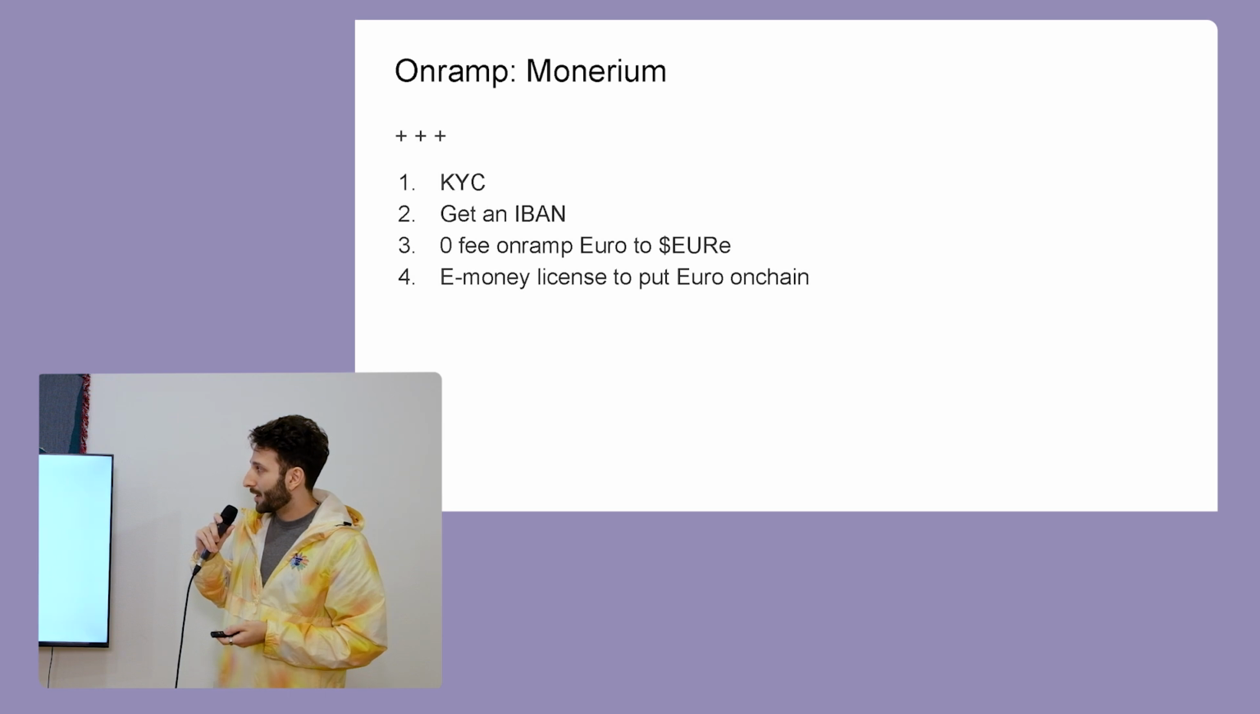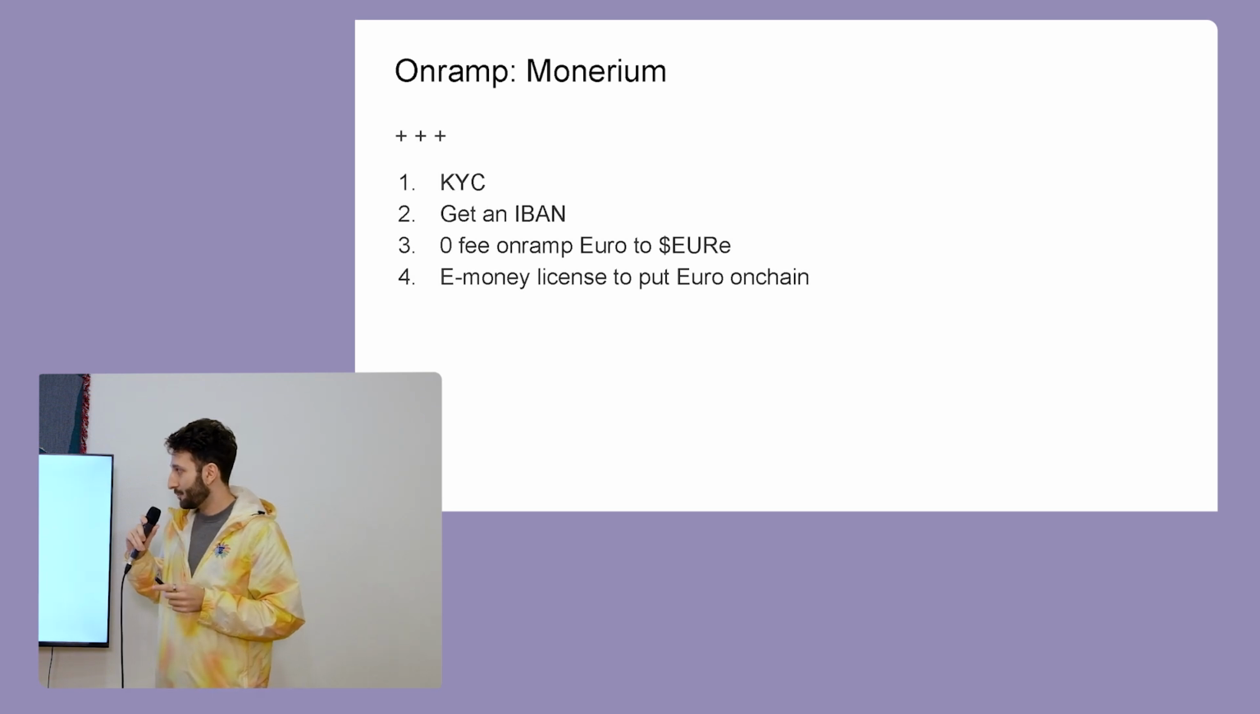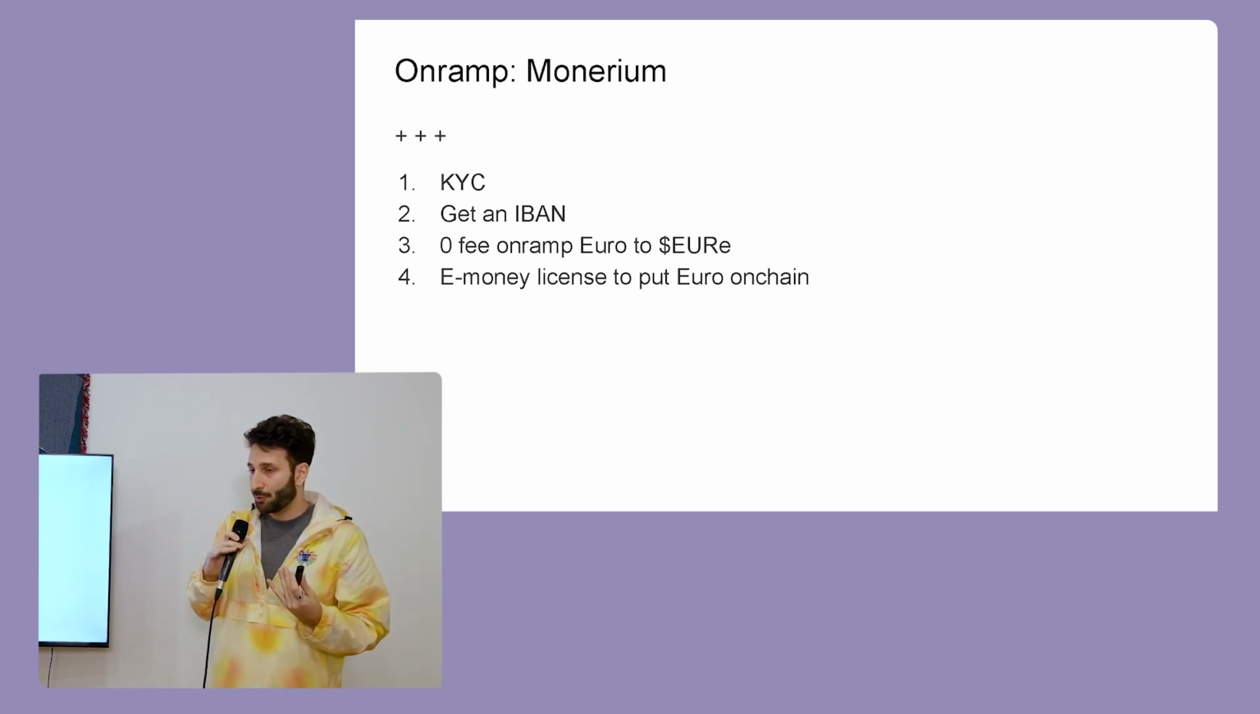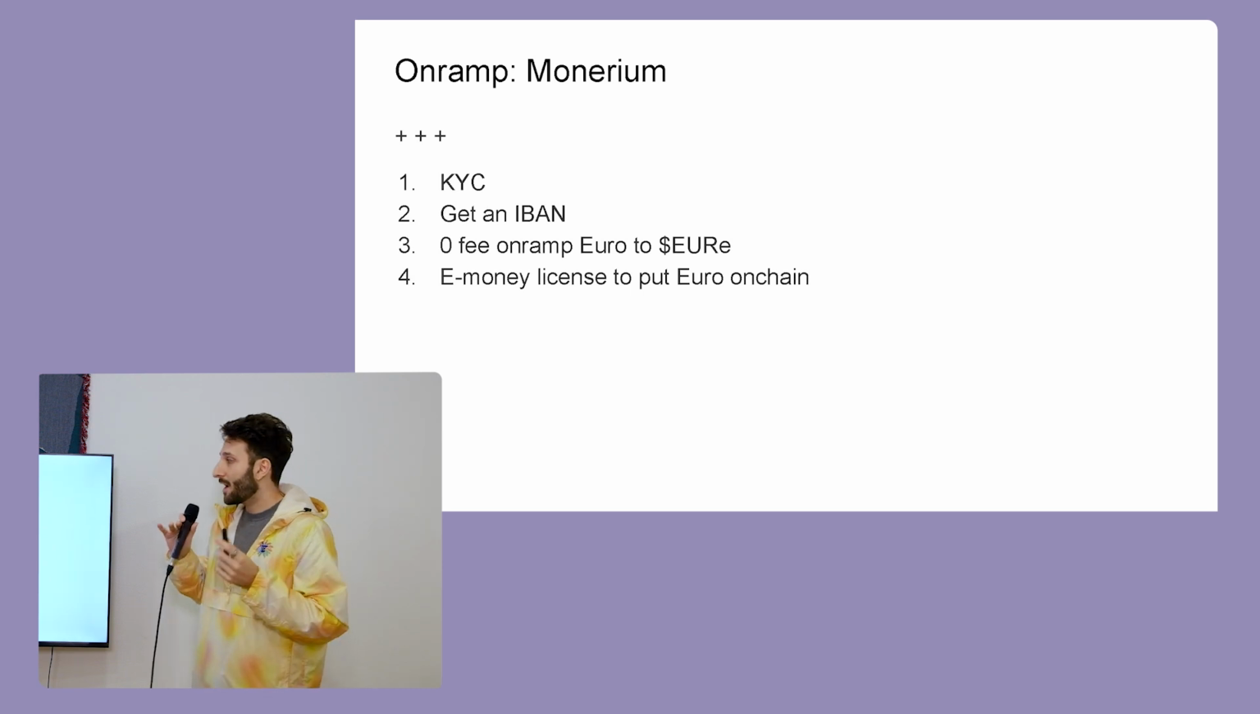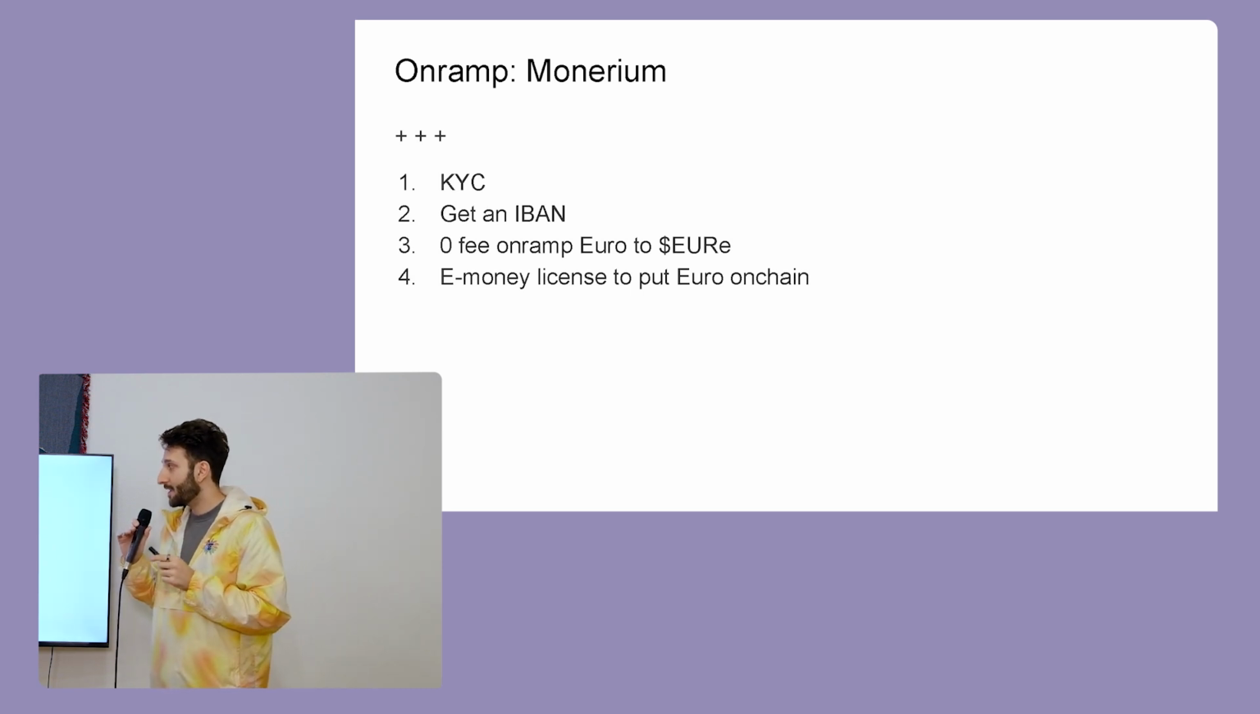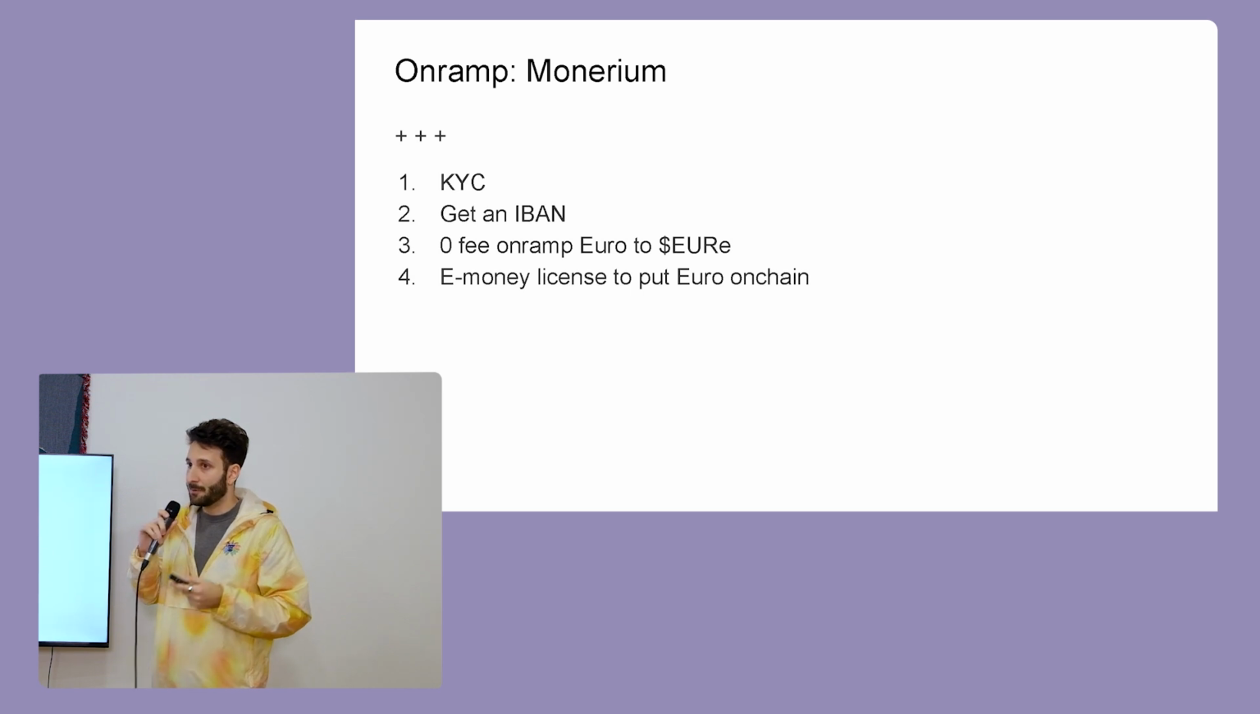So Monerium. Monerium is incredibly powerful. What you do is you KYC with them, as you do with any fintech. You get a new IBAN. You send money from your current IBAN at your Web 2 bank to this new IBAN. And what Monerium does is they give you a €0, 0% feeless on-ramp from Euro to Euro-E.